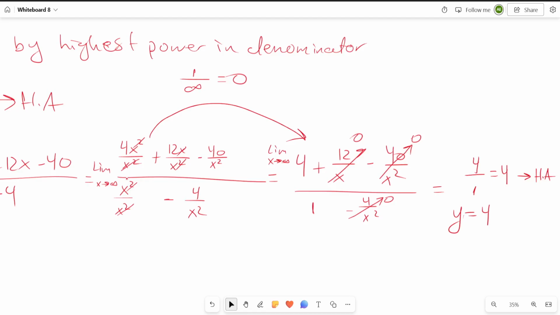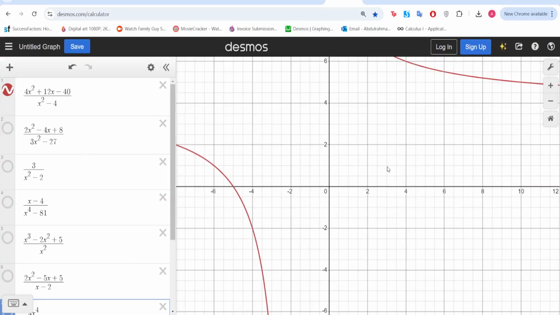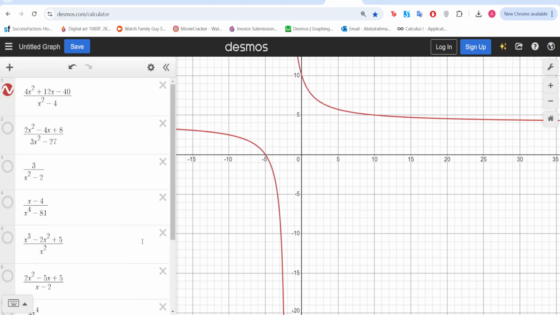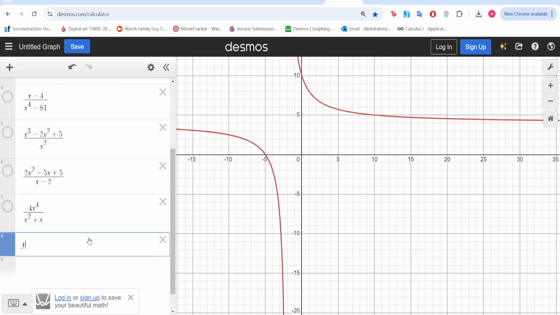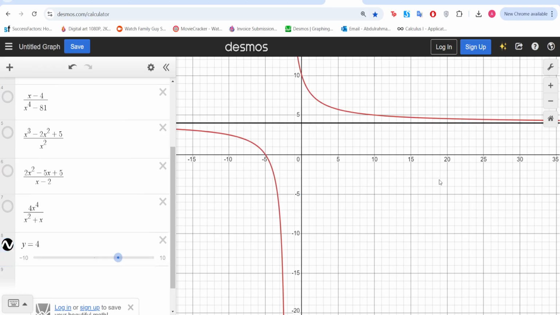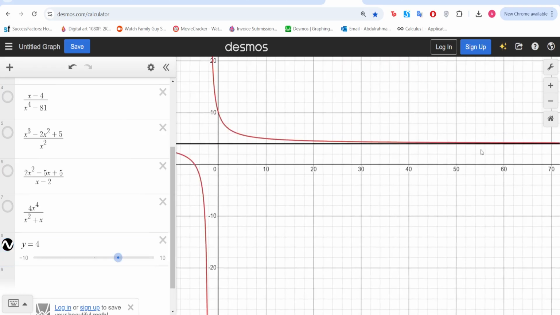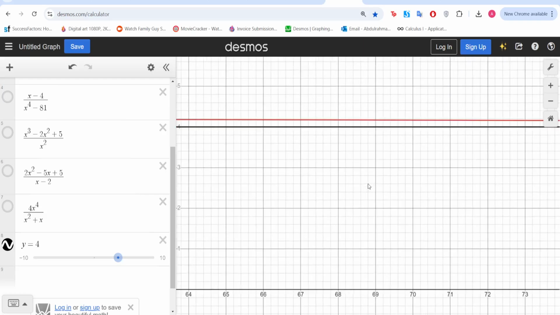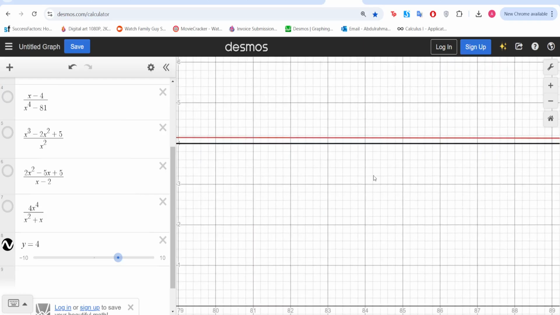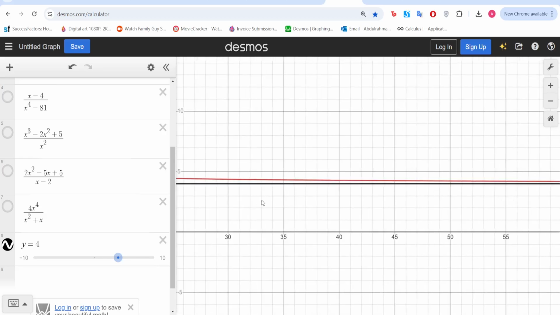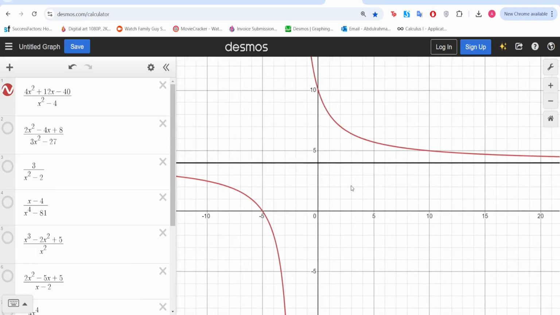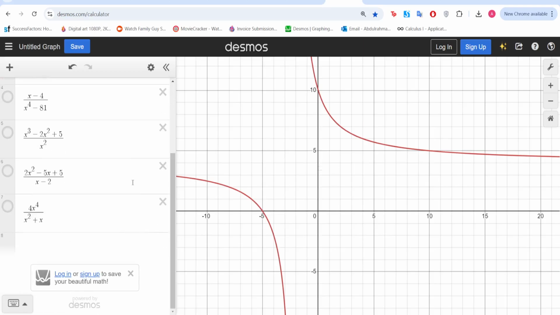Okay, let's try and check our answer. So over here, I plotted the function, and let's check the function when y equals 4. We are going to have an asymptote just like what we predicted, at y equals 4, which is this black line. So our function keeps on approaching this line as x approaches infinity and negative infinity as well. This confirms that our answer is correct, which is y equals 4 as our horizontal asymptote.